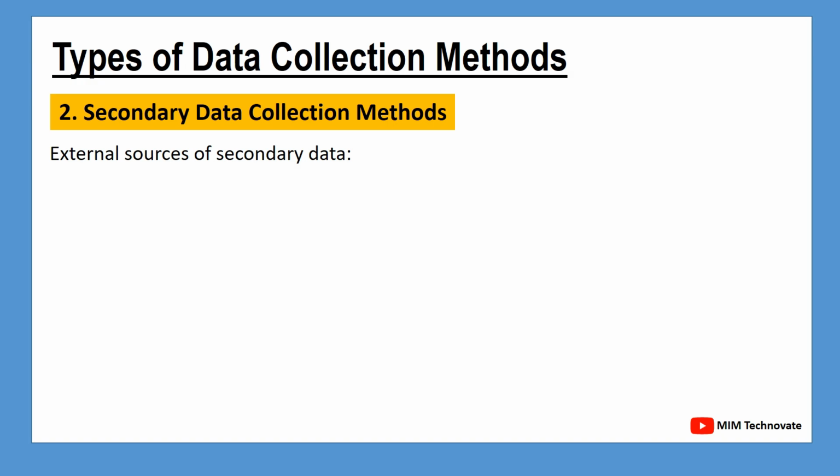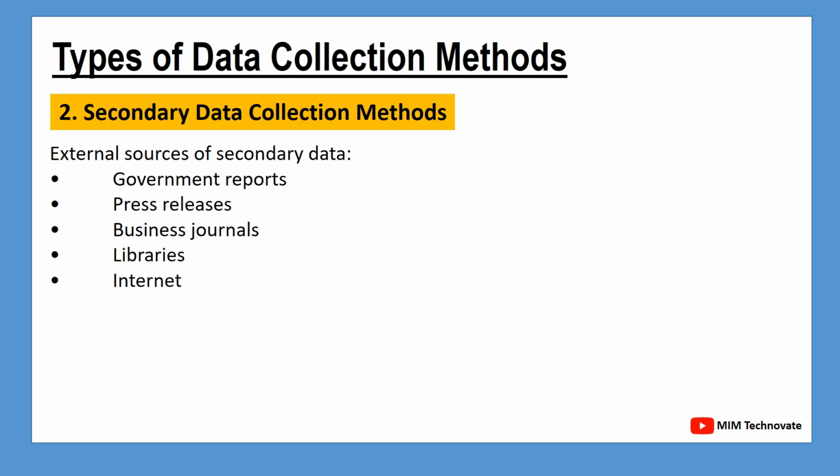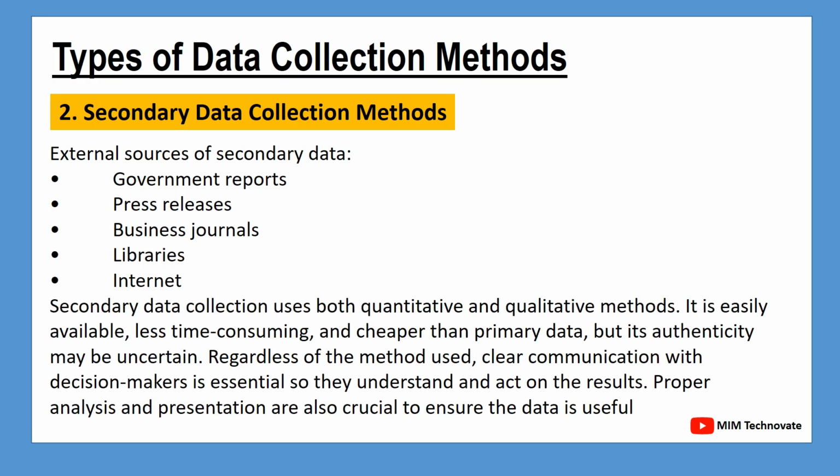External sources of secondary data: government reports, press releases, business journals, libraries, Internet. Secondary data collection uses both quantitative and qualitative methods. It is easily available, less time-consuming, and cheaper than primary data, but its authenticity may be uncertain.